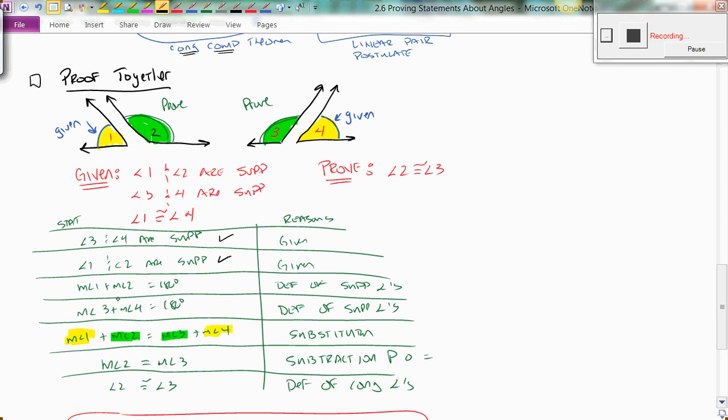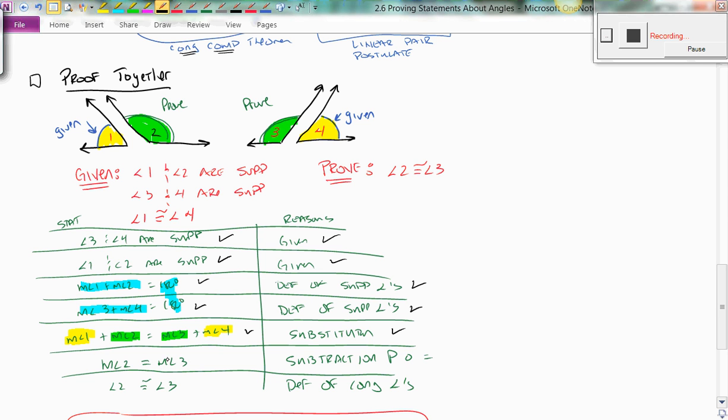That means that the measure of angle 1 plus the measure of angle 2 is 180, and the same thing with the measure of angle 3 plus the measure of angle 4. The first two were given. The second two are the definition of supplementary angles: if two angles are supplementary, then they have to add up to 180. Then this was the tricky part of the proof. Since both of these are equal to 180, they have to be equal to each other. That was the same line that we wrote down here for substitution: the measure of angle 1 plus the measure of angle 2 is equal to the measure of angle 3 plus the measure of angle 4.